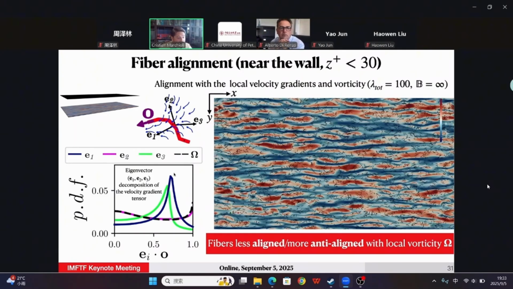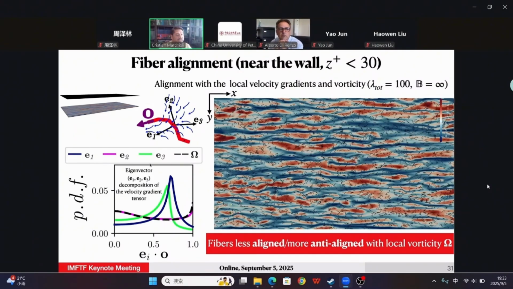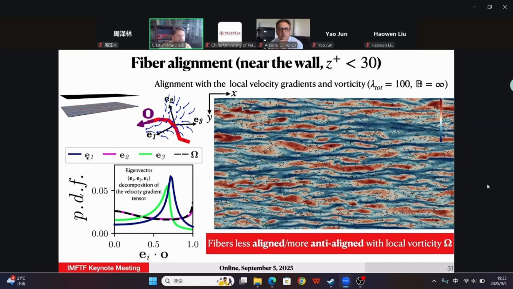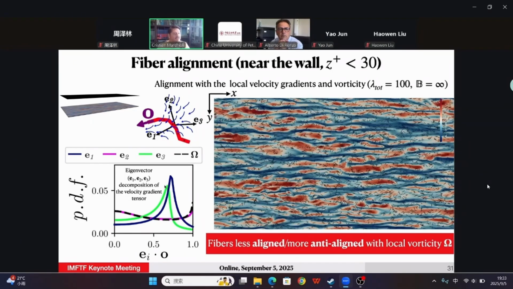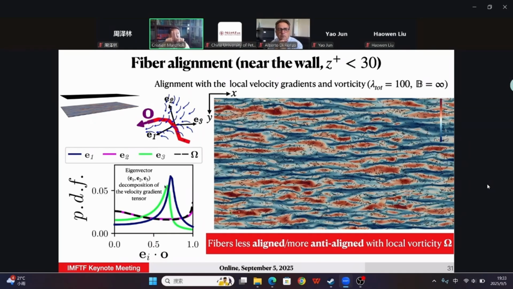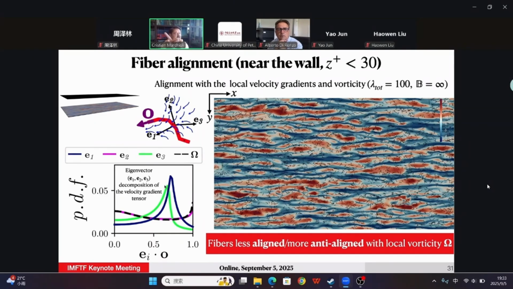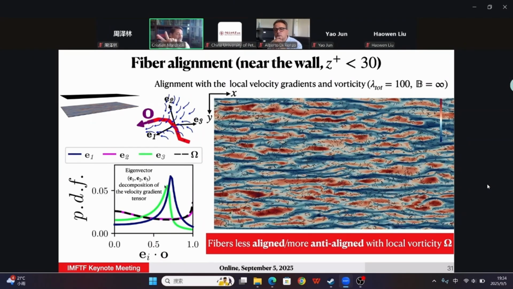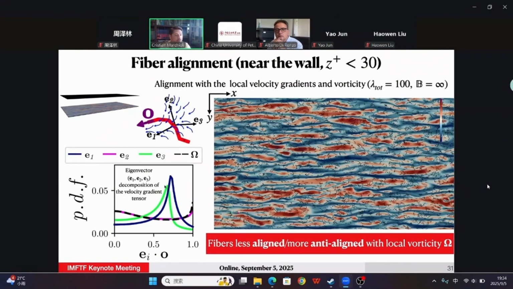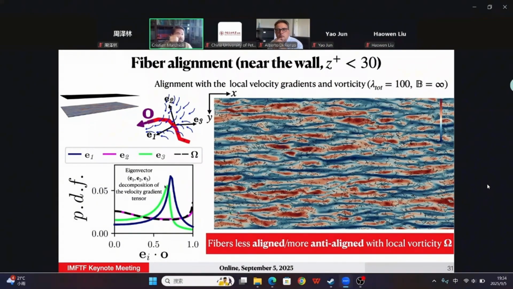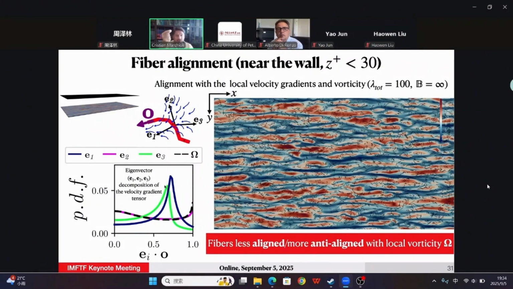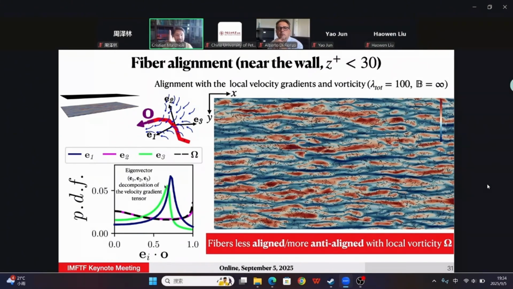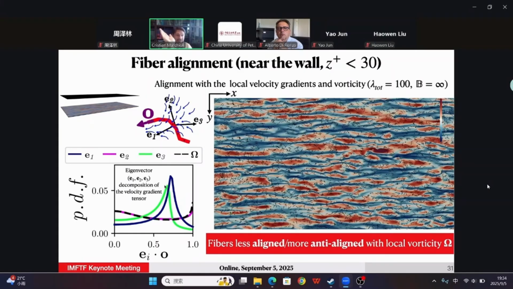But you also see that the other PDFs change shape quite a lot. And in particular, you have a peak here for the PDF relative to the third and the first eigenvector. Now, this peak means that they are not perfectly aligned. So the orientation of the rods is somehow forming an angle with these two eigenvectors. And if you look at what these angles represent, they are actually exactly the angles that characterize the near wall.